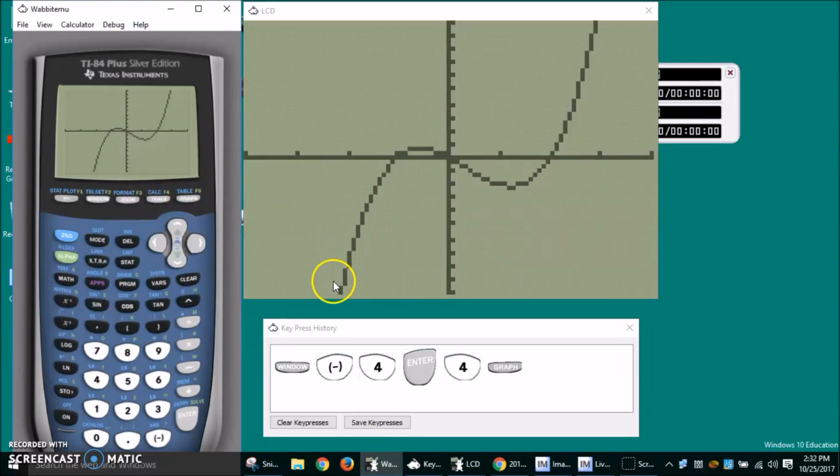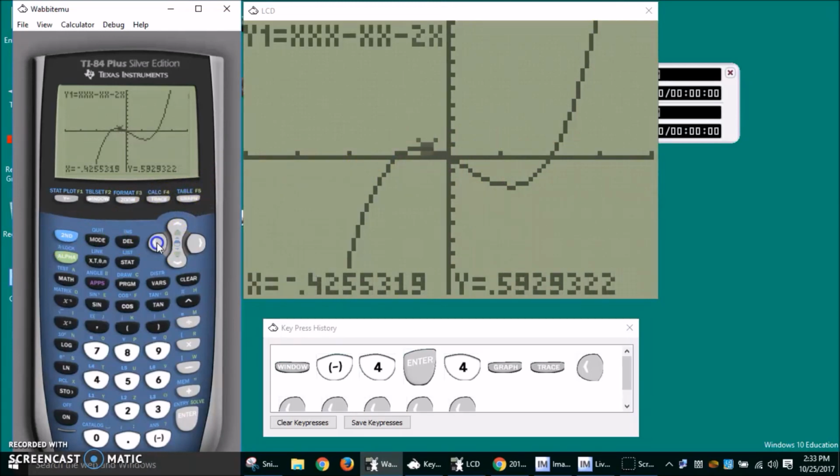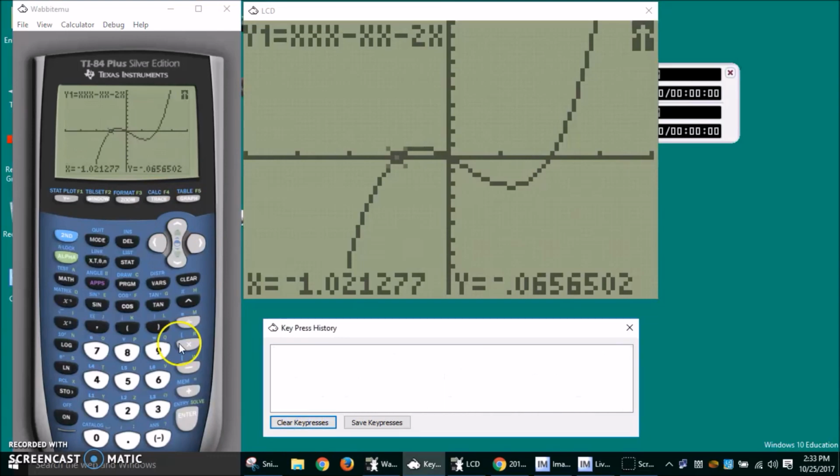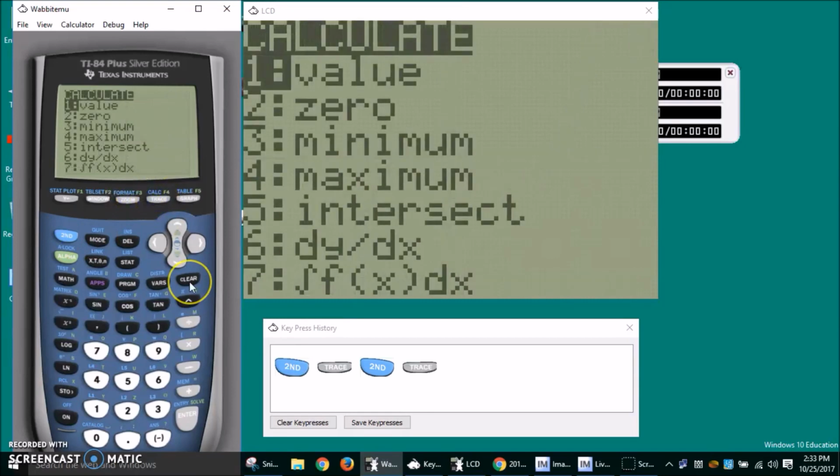To find where it's increasing is this part right here, and then this part to this part. So in order to do that, you're going to have to find your local maximum and your local minimum. So let's go ahead and do that. A lot of students, I think, are just pressing trace, but remember, you're pressing second, calculate. It brings up this window, and then I'm going to do the maximum.